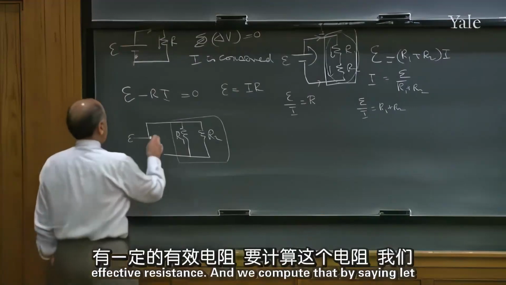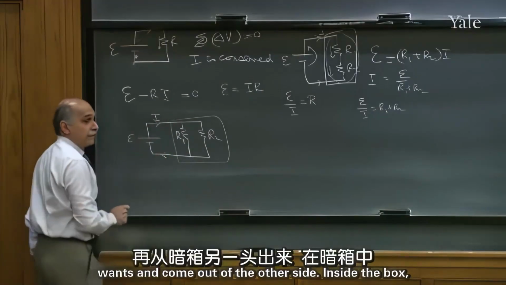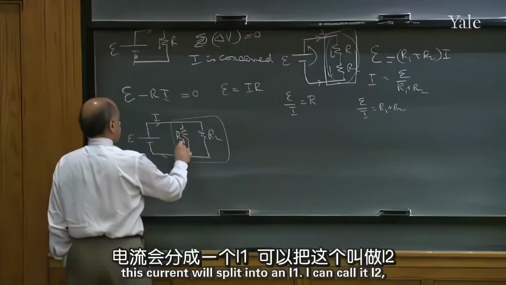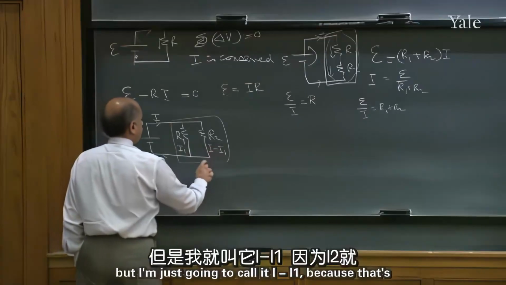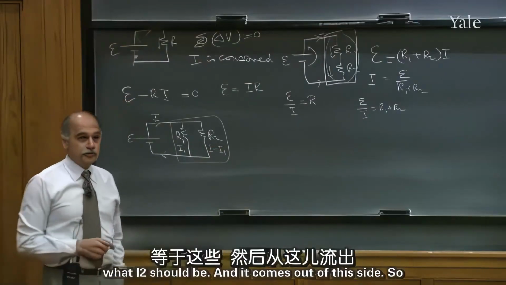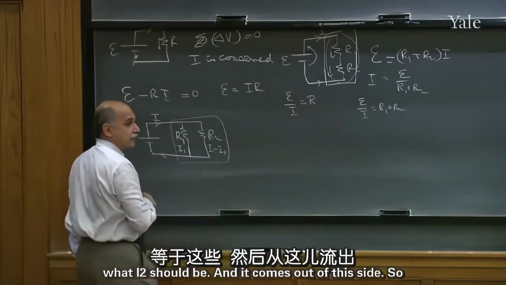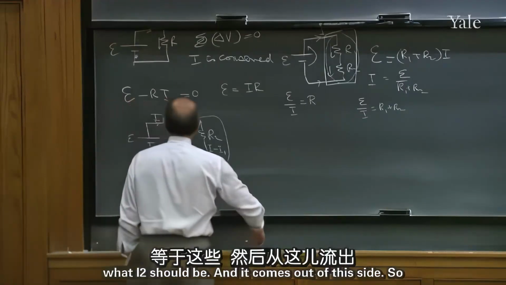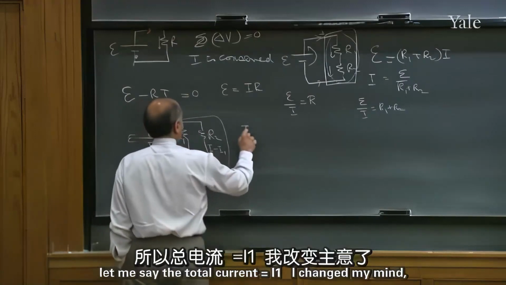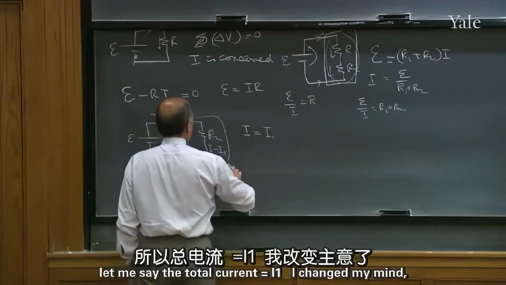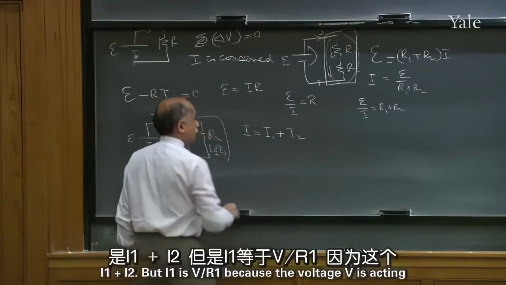And we compute that by saying, let a current I leave this battery here, do whatever it wants, and come out of the other side. Inside the box, this current will split into an I1. And I can call it I2, but I'm just going to call it I minus I1, because that's what I2 should be. And it comes out of this side. So now, let me say the total current is equal to I1. Okay, I changed my mind, guys, sorry. Let me call this I2. Total current is I1 plus I2.